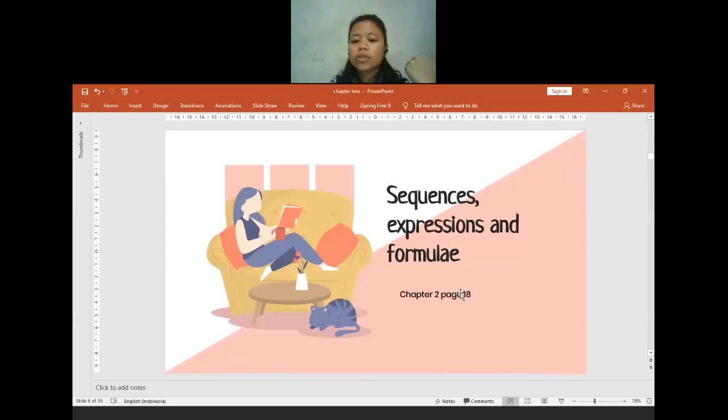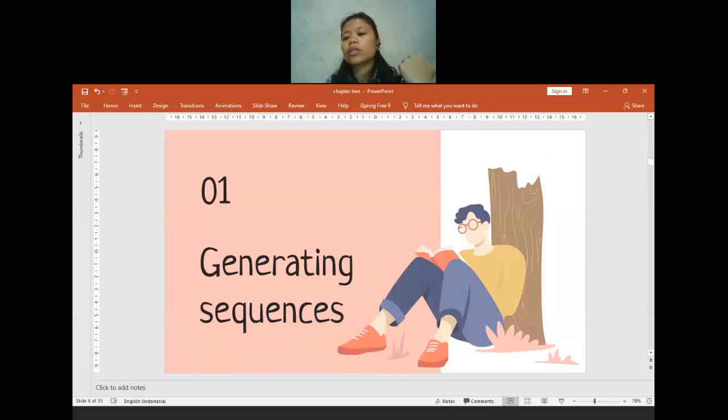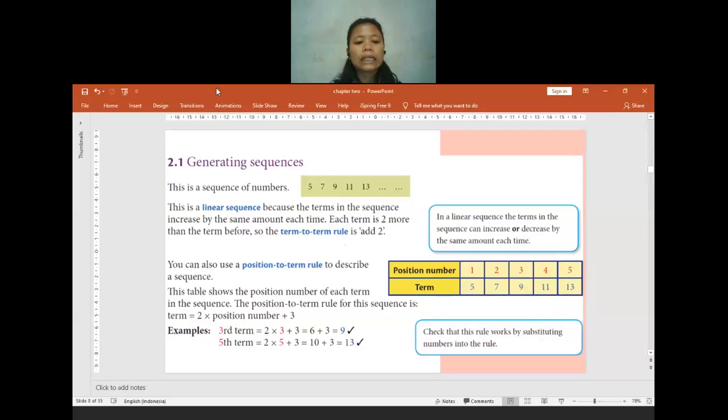We are going to study sequence, expression, and formula. So we are going to do exercise 2.1. In exercise 2.1, we are going to find the term-to-term rule, and also later you will know about the position-to-term rule. What is the term-to-term rule? A term-to-term rule is a rule that changes from a previous number into the next number. So this is the term-to-term rule.